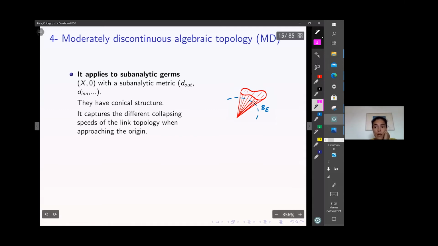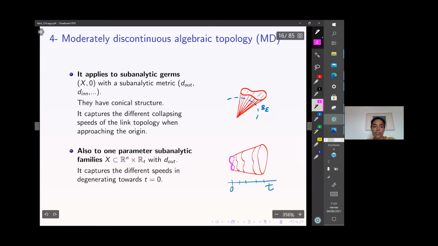The theory also applies in a more general setting when we have a one-parameter subanalytic family with the outer metric, and in this case, the family is a germ in the space of parameters, and our theory would capture the different speeds in the degeneration of the family towards t equals 0.